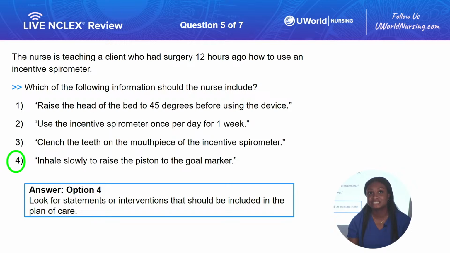Option 3, clench the teeth on the mouthpiece of the incentive spirometer. Again, you don't want to clench and bite down. You just want to softly create a seal with your lips around it and inhale slowly. If you clench down on it, you might collapse the tubing and that would give you an inaccurate reading. But you guys did great.